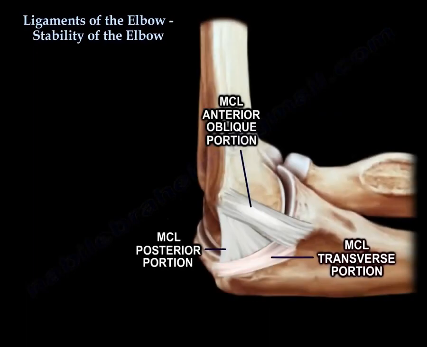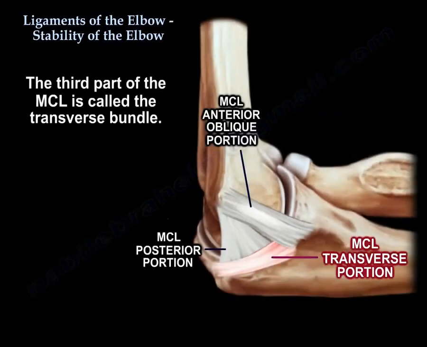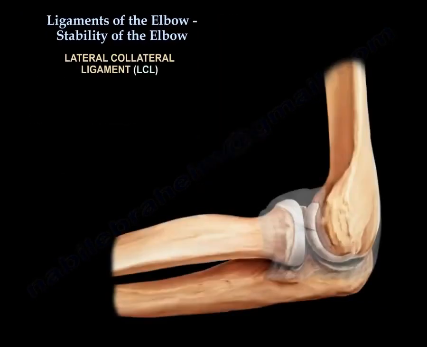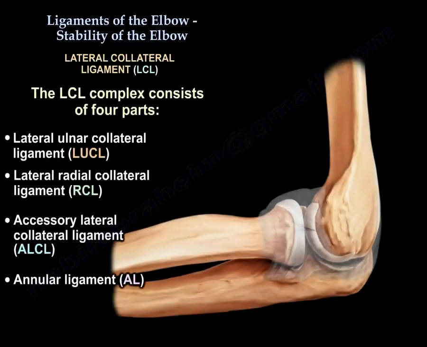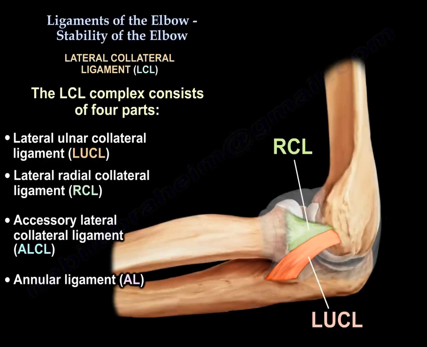The third part of the MCL is called the transverse bundle. Now let's talk about the lateral collateral ligament. The lateral collateral ligament complex consists of four parts: the lateral ulnar collateral ligament, the lateral radial collateral ligament, the accessory lateral collateral ligament, and the annular ligament.